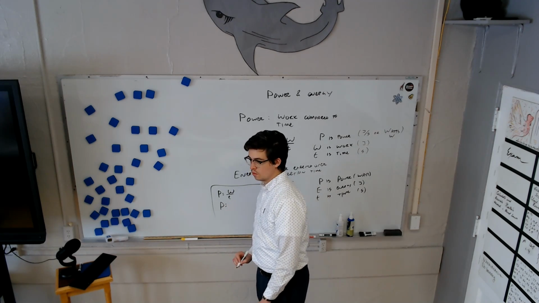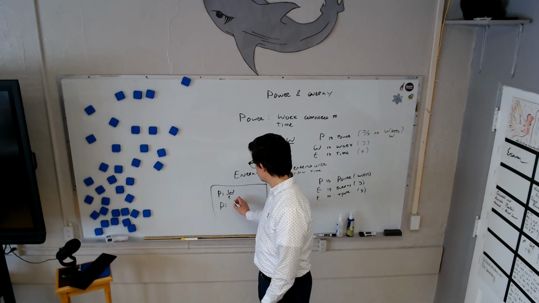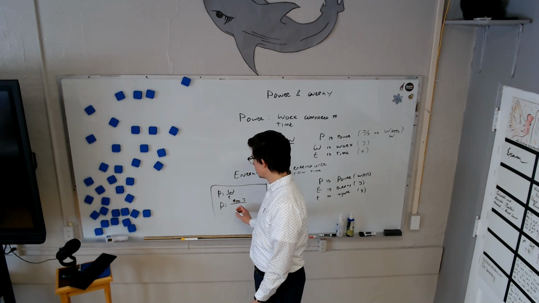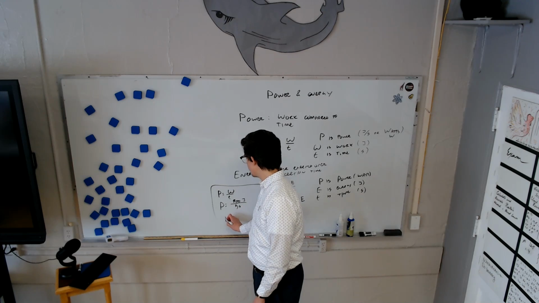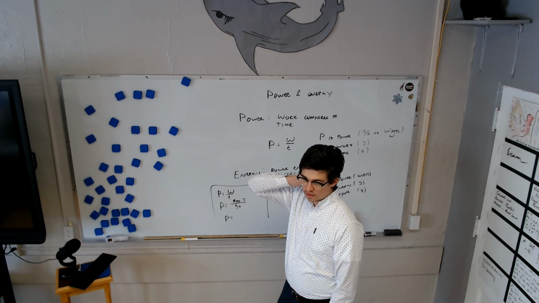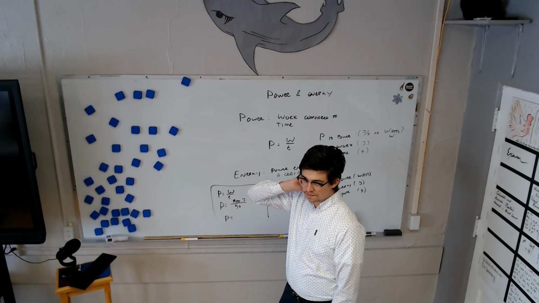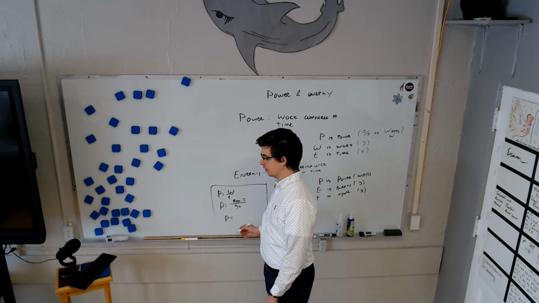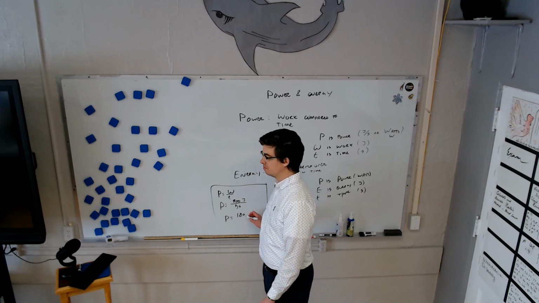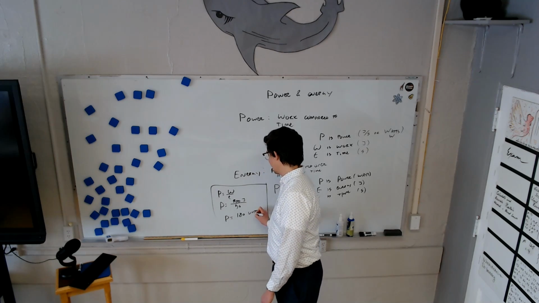Next step is substitute. What should I put in? W is 900 joules. How long did it take? 5 seconds. Power equals 900 divided by 5, should be pretty easy. What is that? 180 watts.